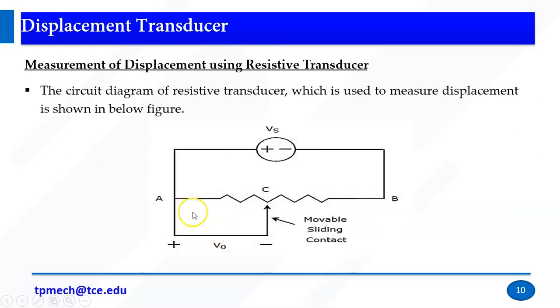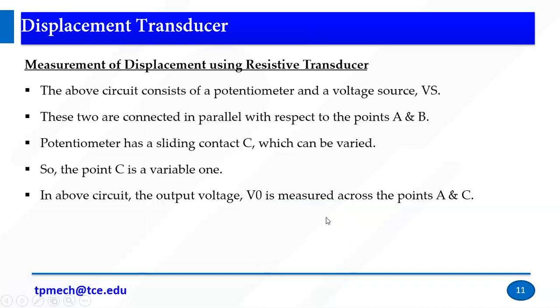For example, we are going to measure V0. V0 is measured with the help of the potentiometer. So the construction is very simple. We have two voltage sources. One is the voltage source Vs, another one is the output voltage of the potentiometer. The output voltage is measured with the help of the potentiometer. The two voltages are connected in parallel with respect to points A and B. In between points A and B, we have a sliding contact C. So the C can move, right?